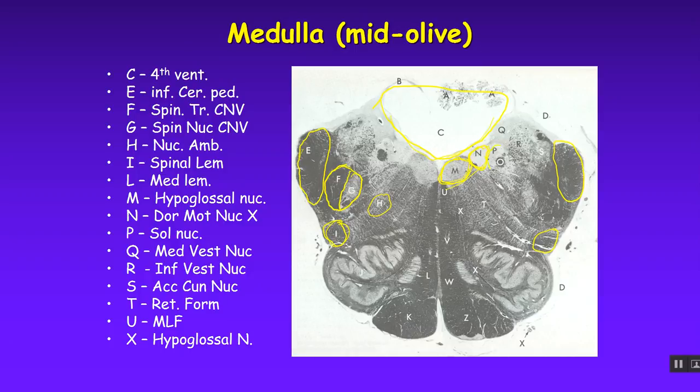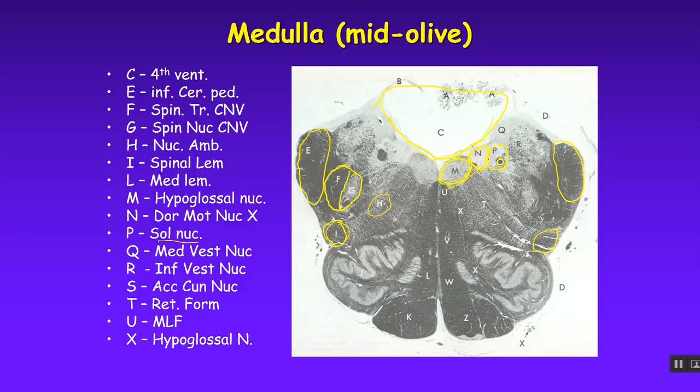P is the solitary nucleus. O right here is the solitary tract. A little tract comes in there, bringing in information from the vagus nerve and so forth, to come up and synapse with the solitary nucleus. The solitary nucleus is the sensory nucleus associated with visceral sensory and taste. Remember, it's shared by a number of cranial nerves.